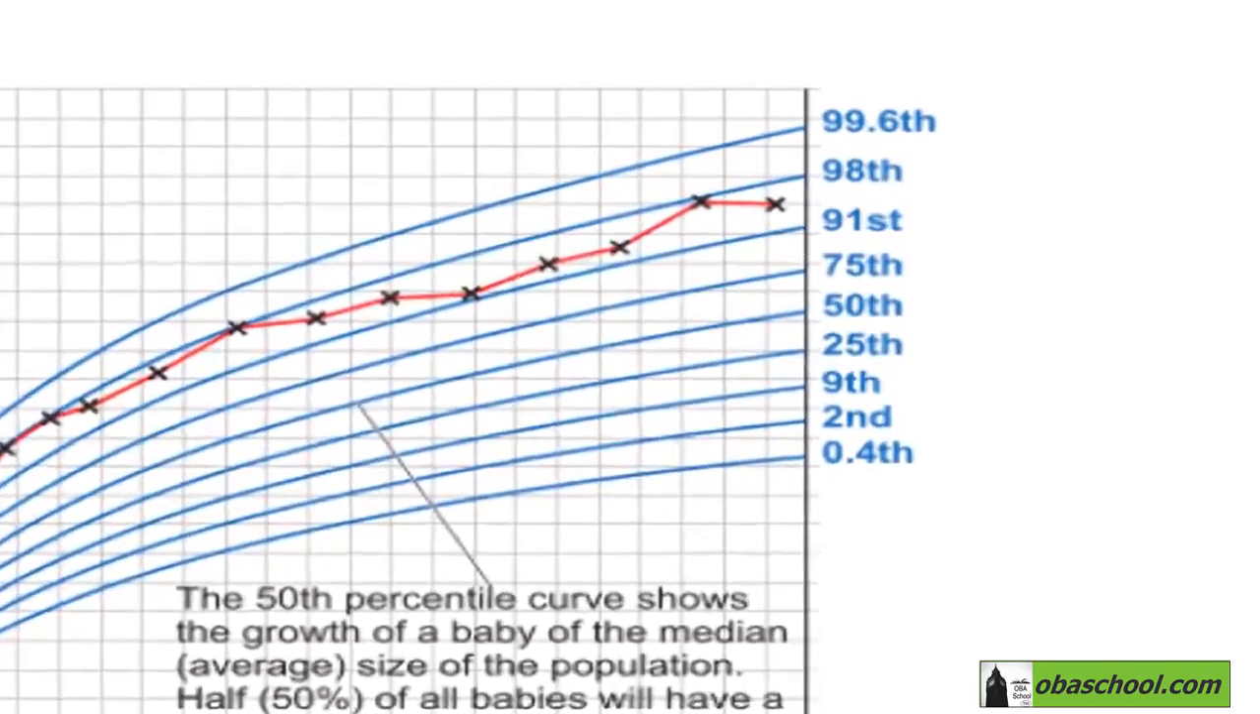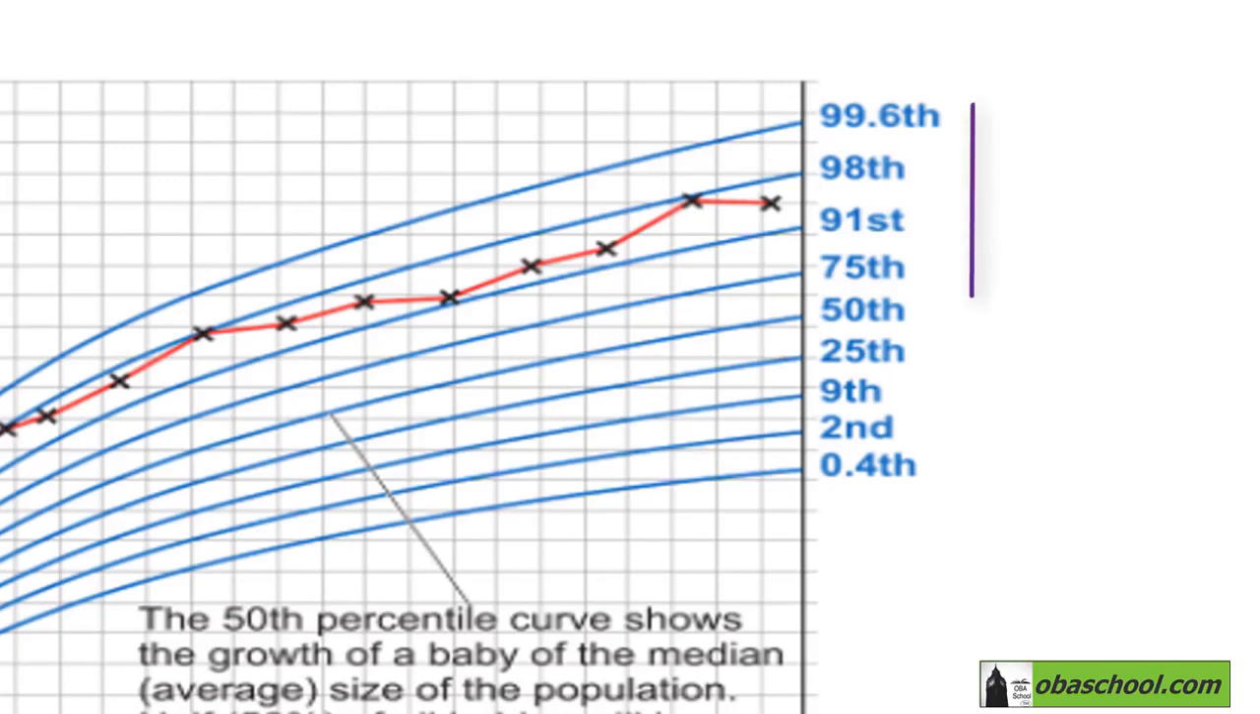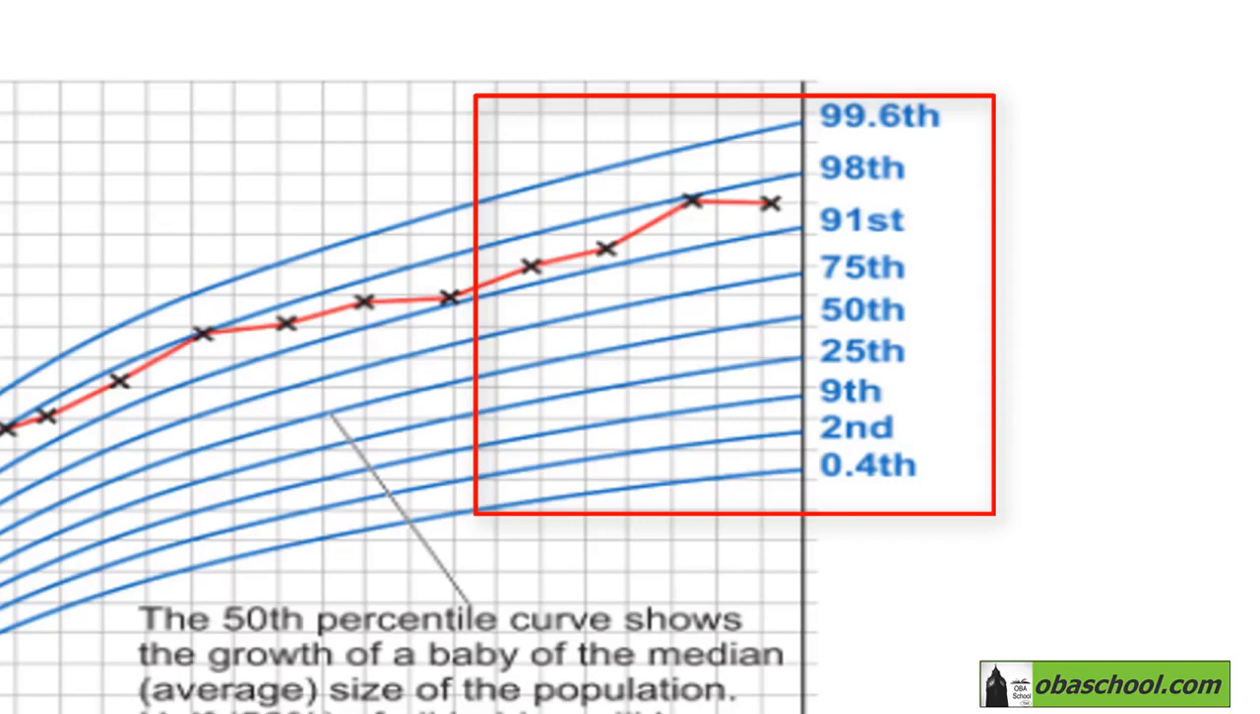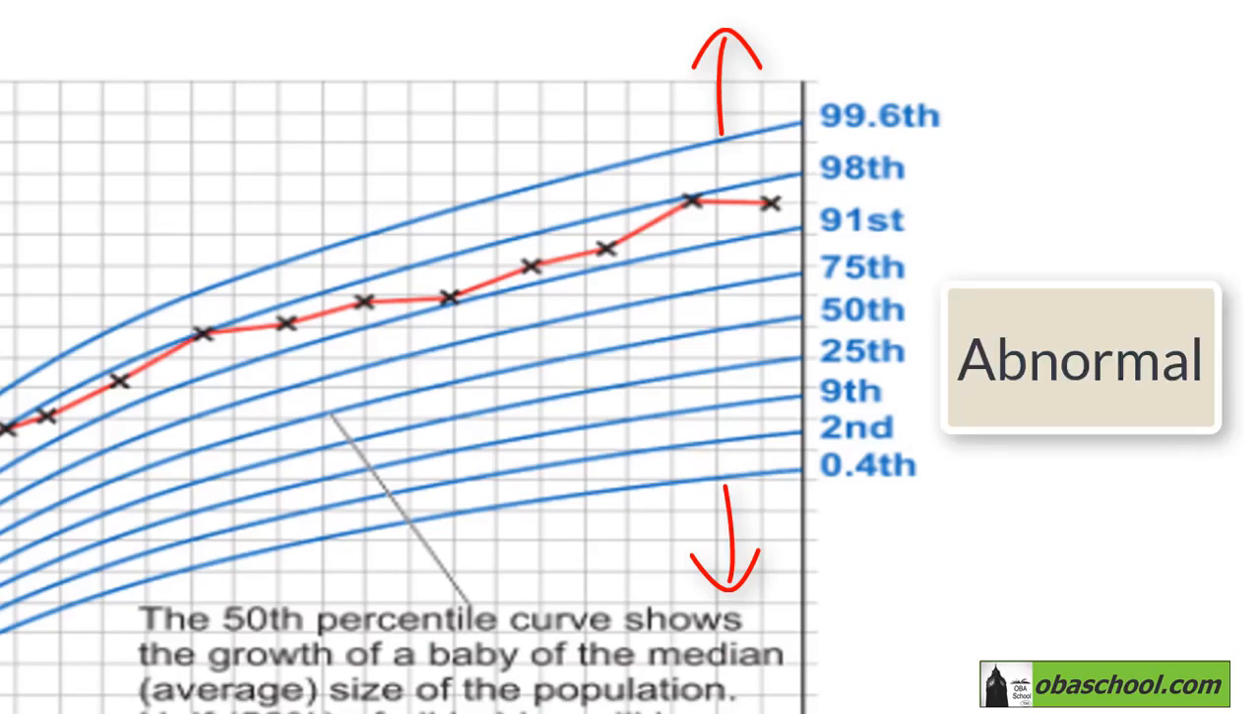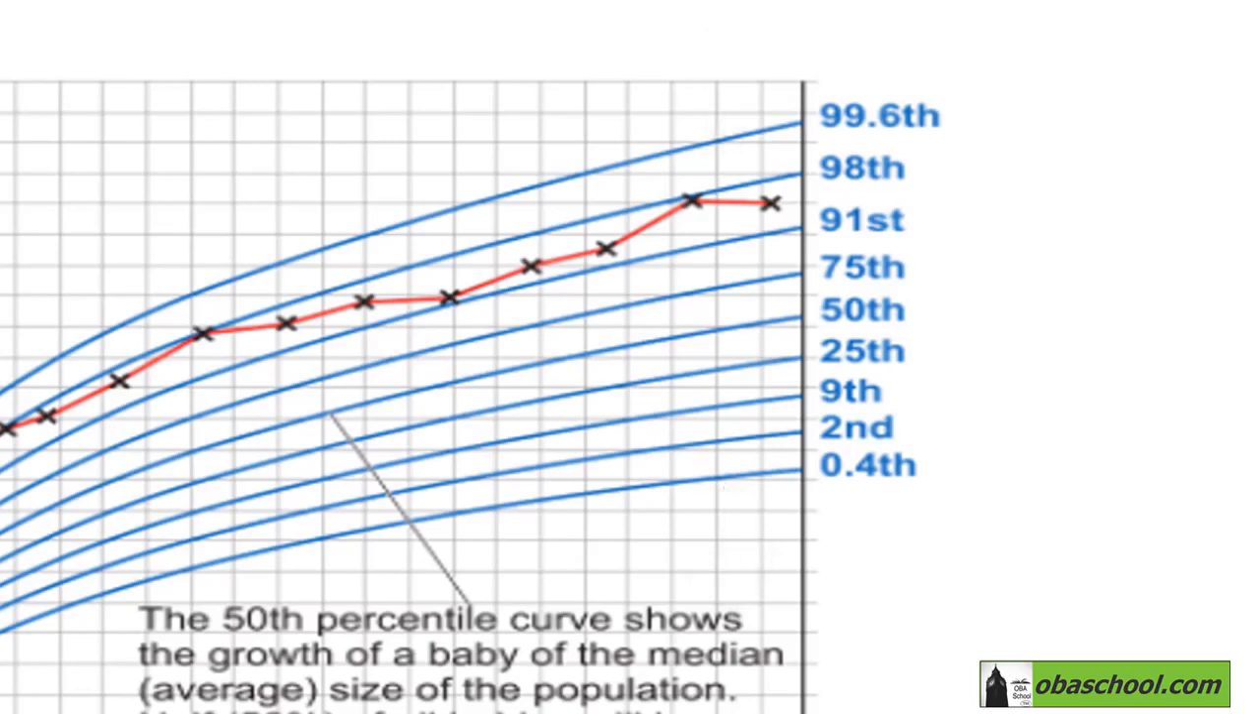As you can see, this graph includes a series of curves or percentiles, for example, the 99.6th, the 98th, the 75th, the 50th, the 0.4th, etc. Notably, anything between the first and the last curve or band is considered normal, and anything above the 99.6th or below the 0.4th is considered abnormal. We will come to this point after a while.